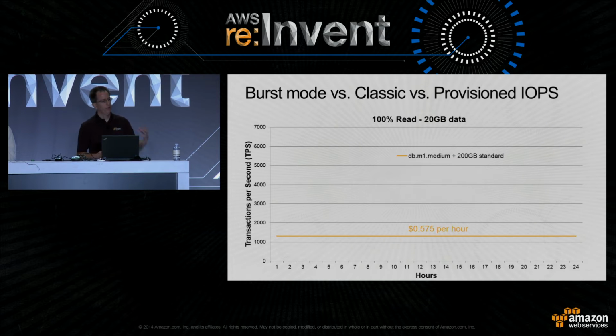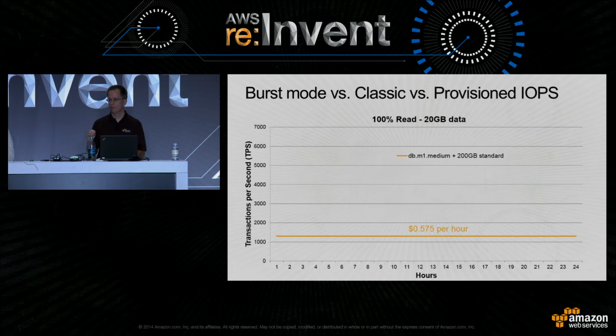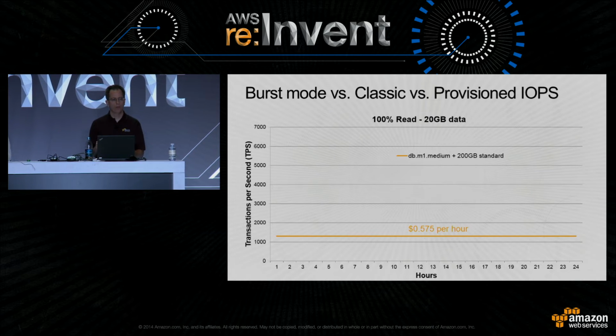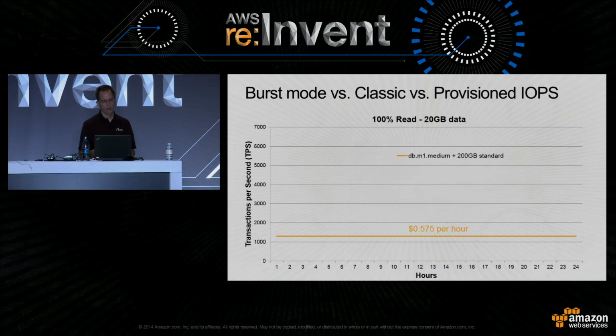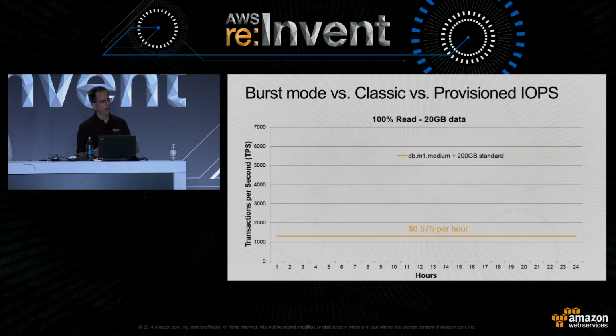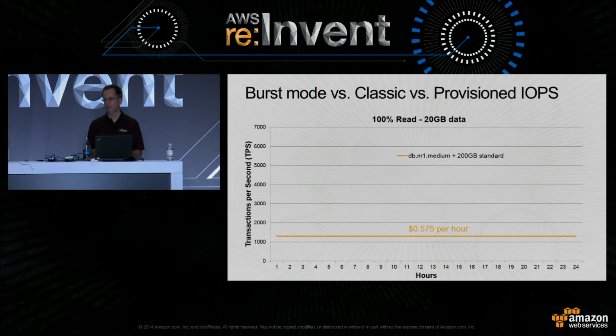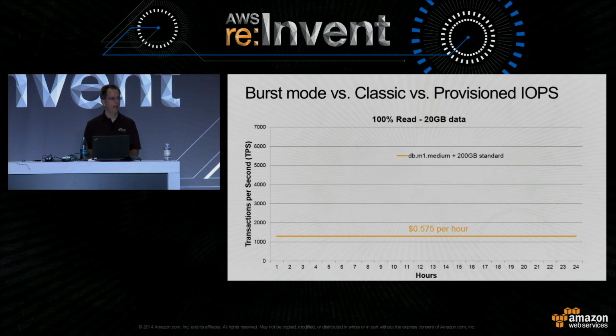Now, that's all nice, but why do you care about this? Well, it's about price performance. So I took an older model, one of our past generation systems, a DB M1 medium, 4 gig of RAM, and I had a 200 gig standard magnetic storage on it. So this is what we used to have, and a lot of our customers still run it. And I ran this benchmark, I got about 1,200 TPS out of it. And the cost was about 57.5 cents an hour.